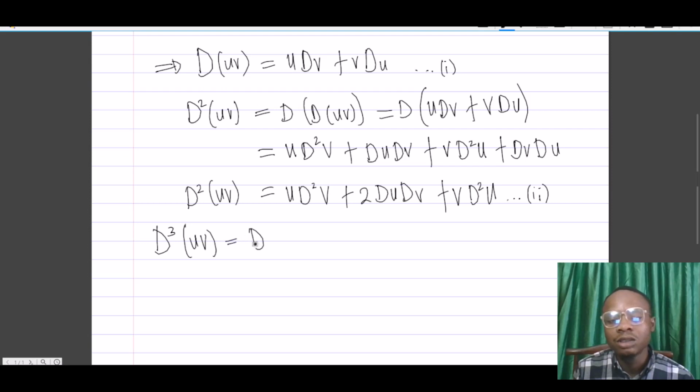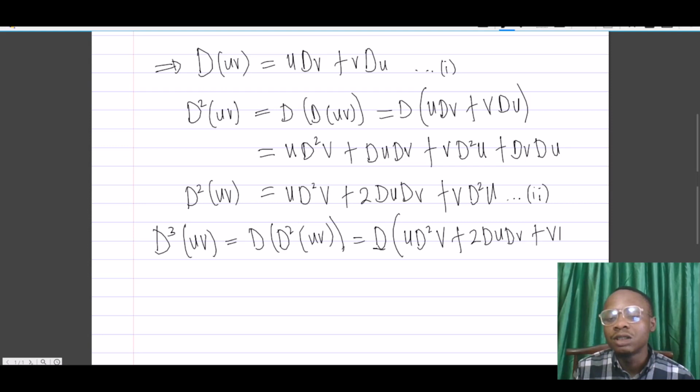That will be the derivative of the squared uv. That's the derivative of what we have up here. And that will be the derivative of, so let's put all of this here. That will be u the squared v plus 2 the u the v plus v the squared u, and that's what we have up there.